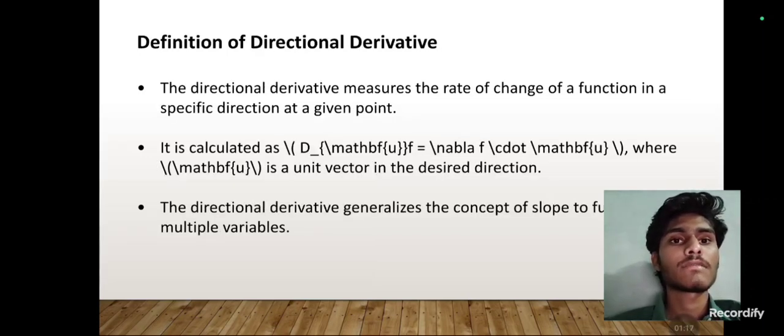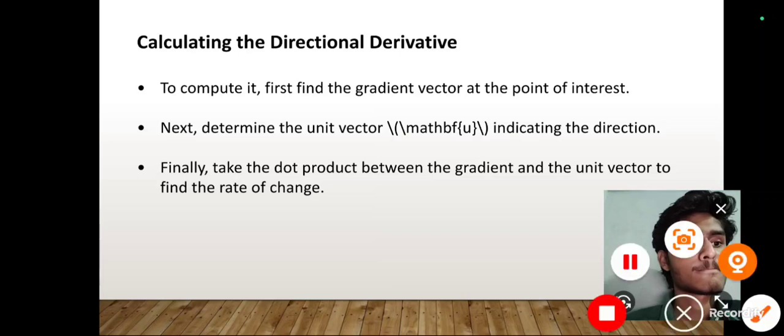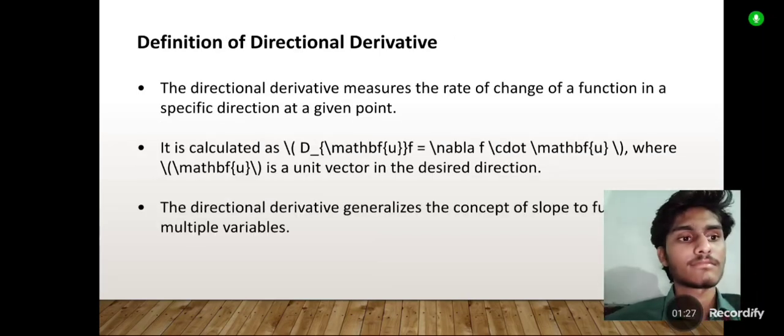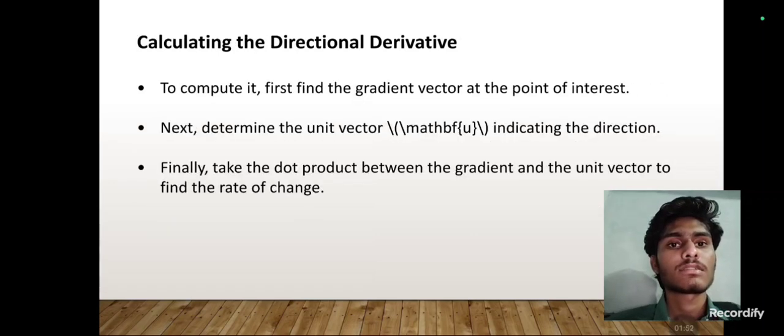Definition of directional derivative. The directional derivative measures the rate of change of a function in a specific direction at a given point. It is calculated as D sub u of f equals nabla f dot u, where u is a unit vector in the desired direction. The directional derivative generalizes the concept of slope to multiple variables.